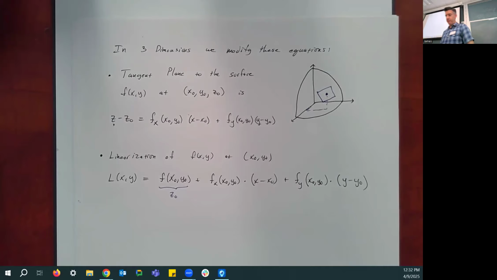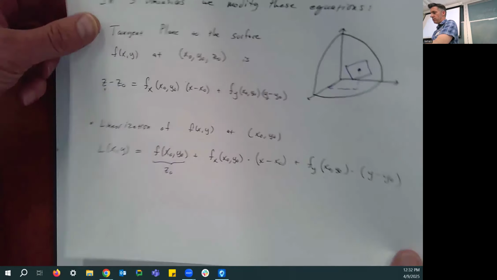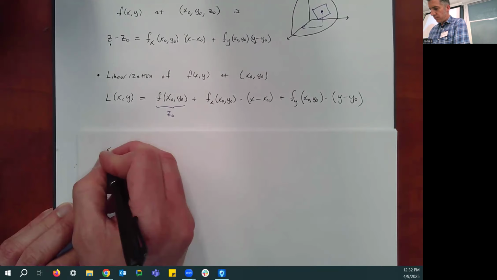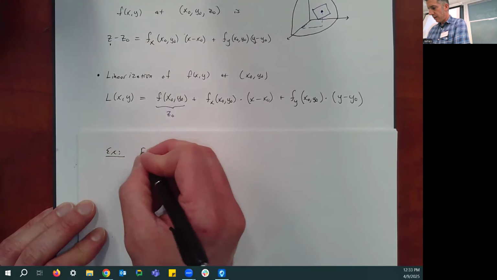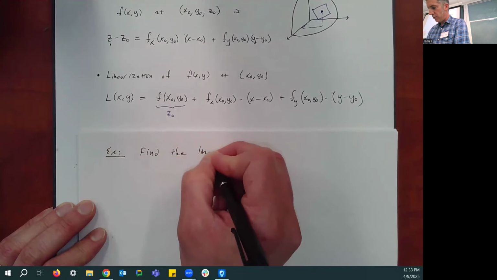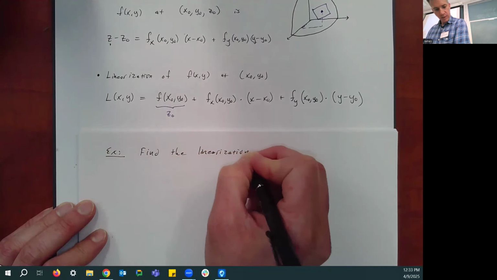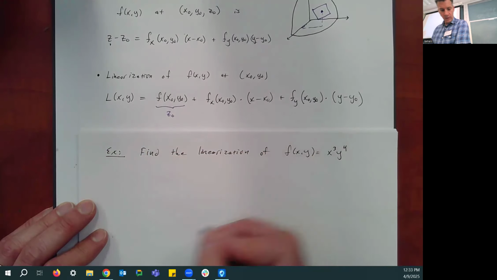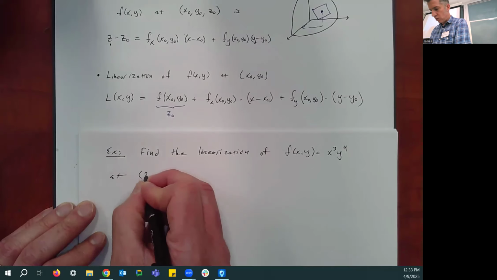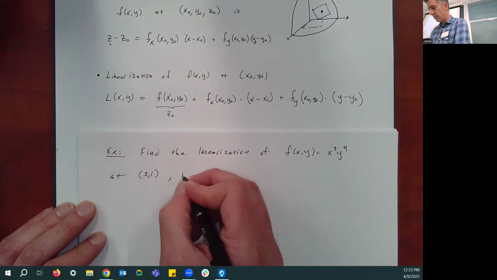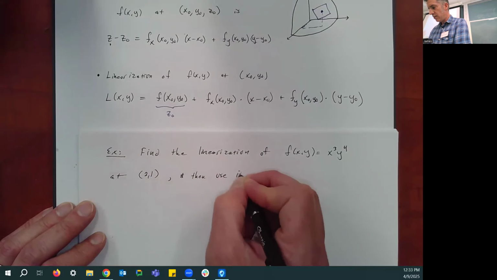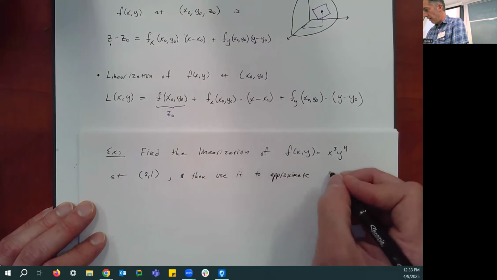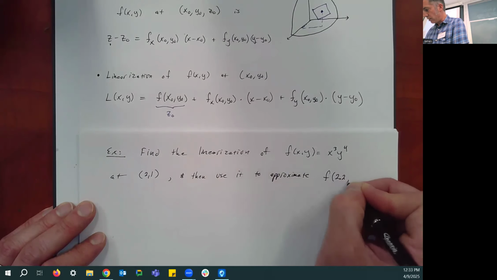So let's look at an example. We want to find the linearization of the function f of x comma y equal to x cubed times y to the fourth at the point 2 comma 1, and then use it to approximate the value of f of 2.2 comma 0.9.